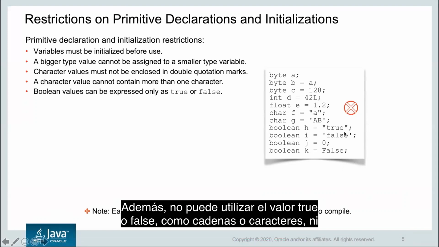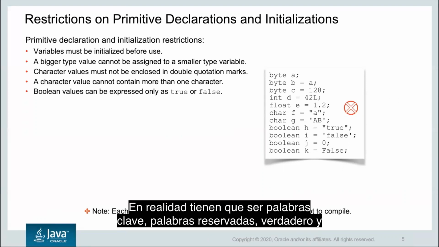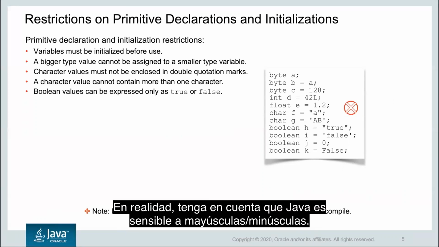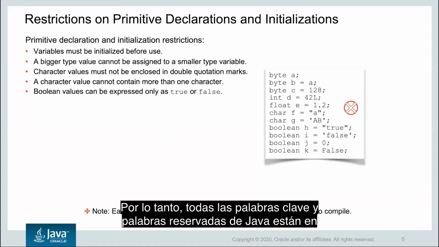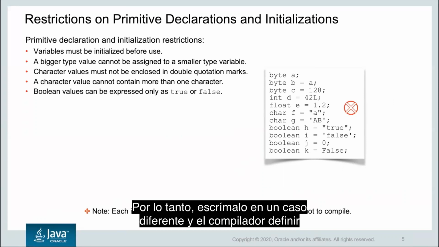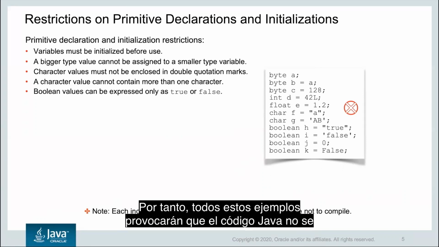And of course, you cannot use true or false as strings or chars, or even numbers like 0 and 1, as Boolean values. They actually have to be keywords, the words true and false. On that note, you know that Java is case sensitive, so all Java keywords and reserved words are lowercase, including true and false. So spell it in a different case, and the compiler will say, "Well, I don't know what that is," right? So all of these examples will cause the Java code not to compile.